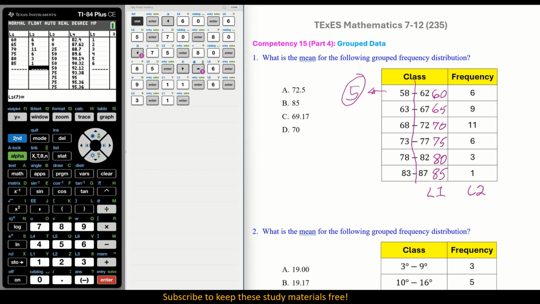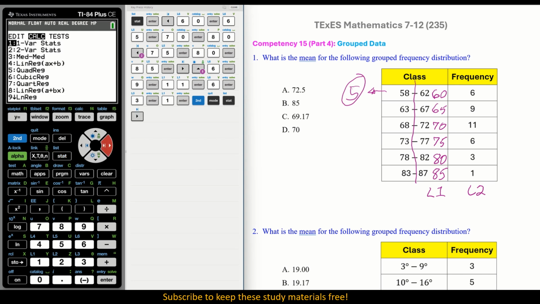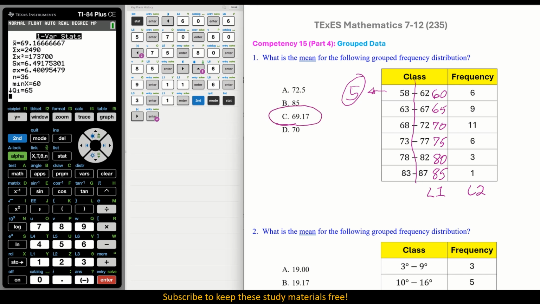Now back out, second mode. We will go back to stat, arrow over to calc. We are going to use the number 1, your 1-Var Stats. But this time, a little different from the other videos I've done so far, I already have L1 in here, and we do want L2 in the frequency. So we are using the frequency, and enter, and there's our mean, 69.17 rounded.